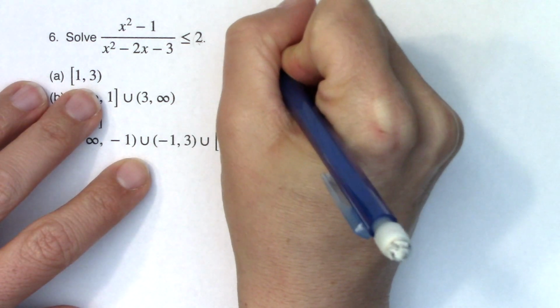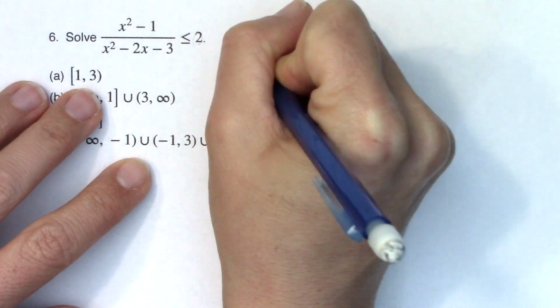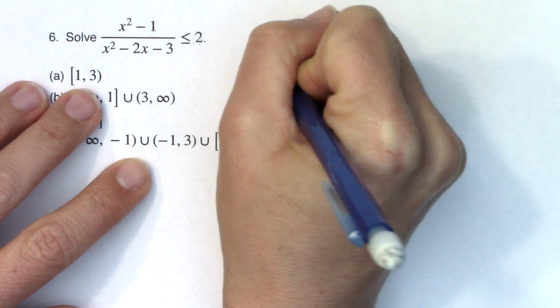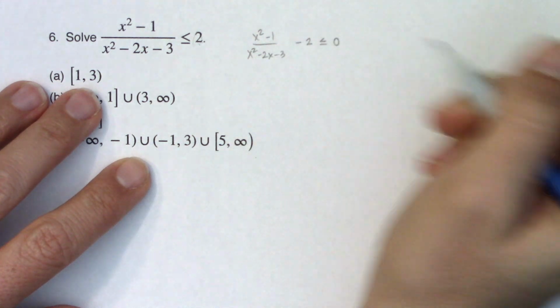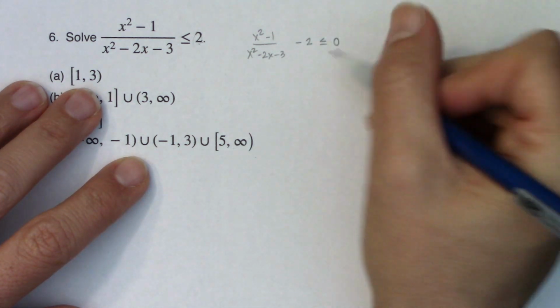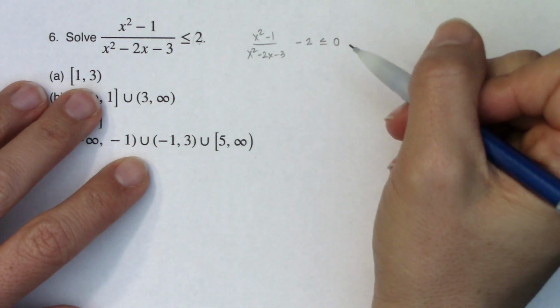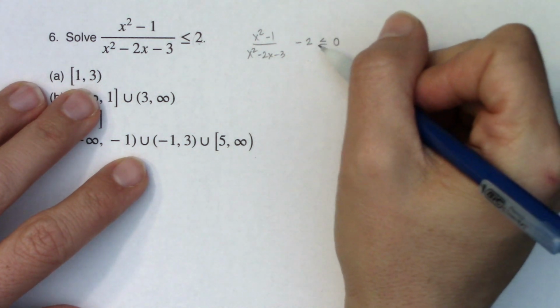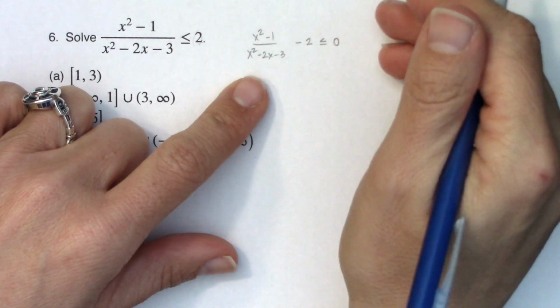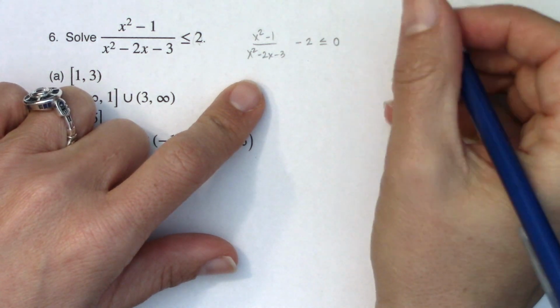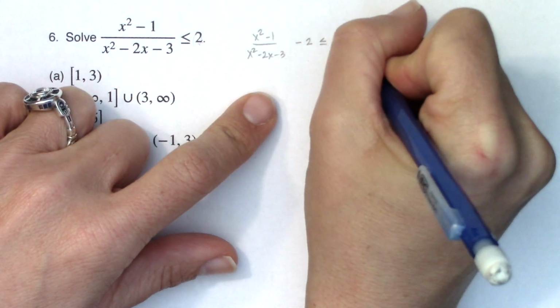So when I subtract 2 from both sides, I've got x squared minus 1 over x squared minus 2x minus 3. I'm going to subtract 2 so I can get that 0 to pop out. And the thing is, I'm going to need some common denominators, right? So if I want to add, or in this case, subtract fractions, I'm going to need common denominators. So let me go ahead and factor that denominator.